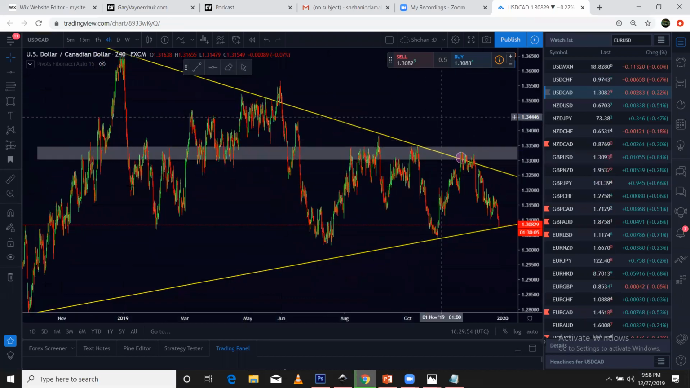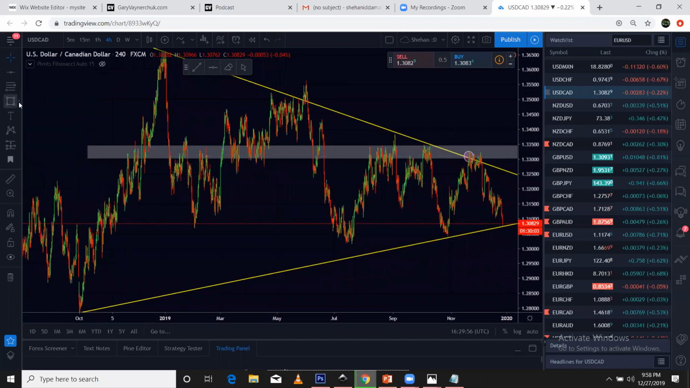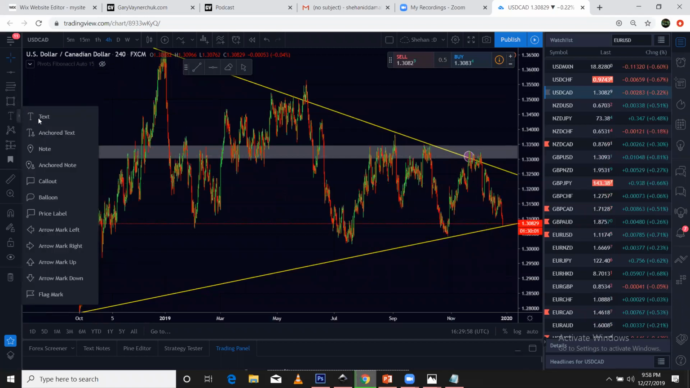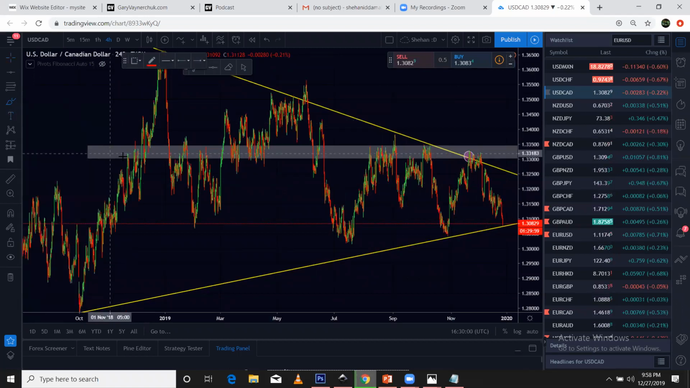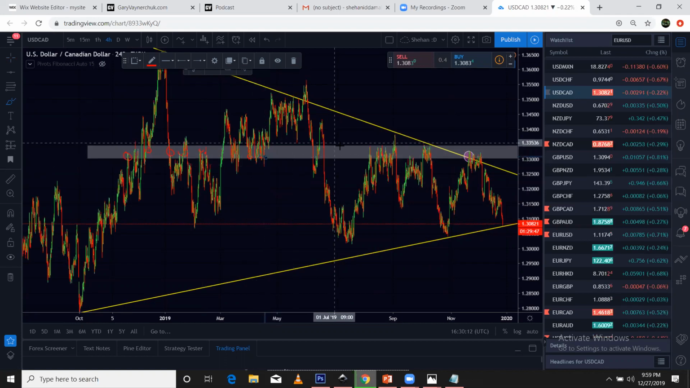Right here, right? The market always came inside that zone. Let me show you. Where's the draw? Okay. Here it's resistance. Here it's support. Here it's resistance, resistance, support, resistance, resistance, right? And support, support, support, support, right?